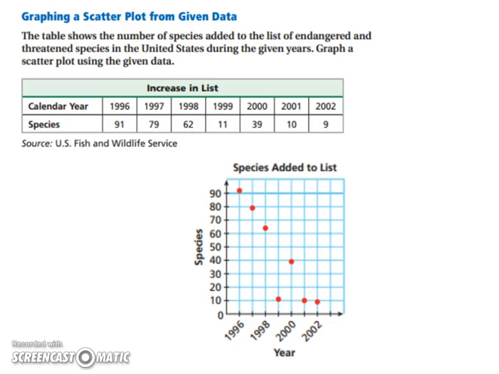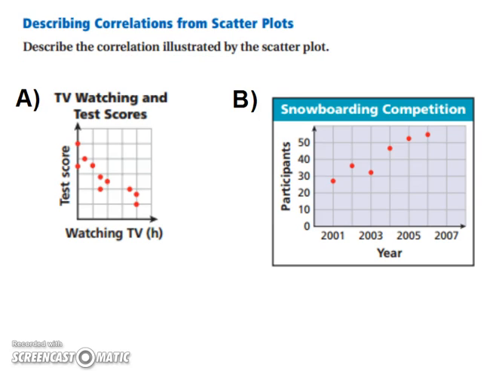Now let's try analyzing a scatter plot in terms of a negative or positive correlation. We have watching TV and test scores. As a person watches more TV in terms of hours, test scores appear to be going down. Since the graph is decreasing, it is a negative correlation. In B, as the years progress, more participants are participating in snowboarding. So the graph is increasing, and since it's increasing, it's a positive correlation.